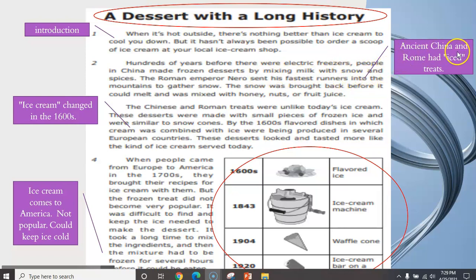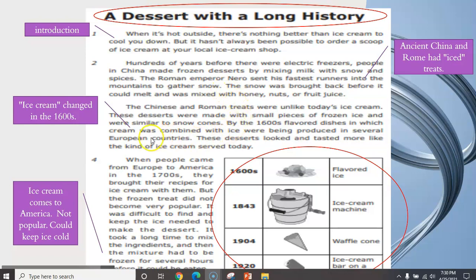It says ancient China and Rome had iced treats. Well, ancient means a long time ago, so that's also another indicator for early. So let me give this a quick little scan. Hundreds of years ago, before electric freezers, people made iced treats by mixing milk and snow. I don't know, if you're in a place with a lot of snow, milk with snow, that's not a great effort. But then here it says the Roman Emperor Nero sent his fastest runners into the mountains to gather snow. That's one of my answer choices, but I don't know if that is the correct answer.